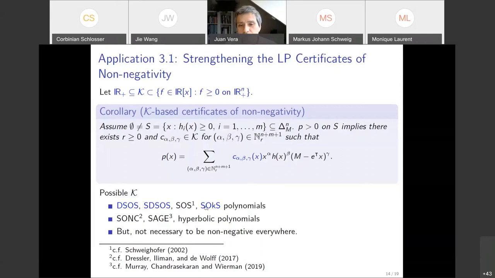All these classes of polynomials are non-negative everywhere, so we can actually put here smaller classes where they only need to be copositive. I can replace them with polynomials that are non-negative just on the non-negative orthant, because of the way S is defined, I'm only interested in non-negative x's. So we obtained this theorem. That's our first application, and then we also did some numerical tests.